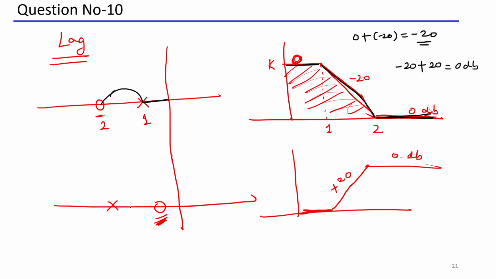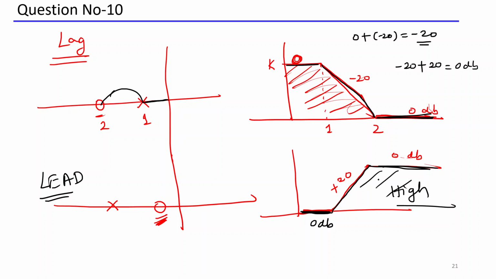Similarly, you can see for a lead compensator, I'm starting with 0 decibel per decade. Then you increase by plus 20. Now you are increasing at plus 20. Then again you encounter a pole, so plus 20 and minus 20 cancel, and you go back to 0 decibel. So you can see this is a high pass filter. It only allows high frequencies and blocks the low frequency component.